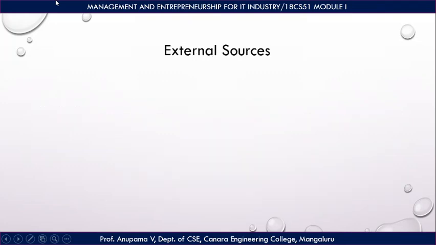The external sources of recruitment mean hiring people from outside the organization. In other words, seeking applicants from those who are external to the organization. There are several methods for external recruiting. The firm must carefully analyze the vacant position and then use the method which best fulfills the requirement. Following are the different types of external sources of recruitment.